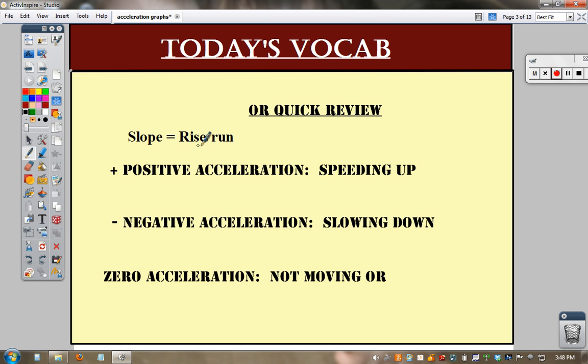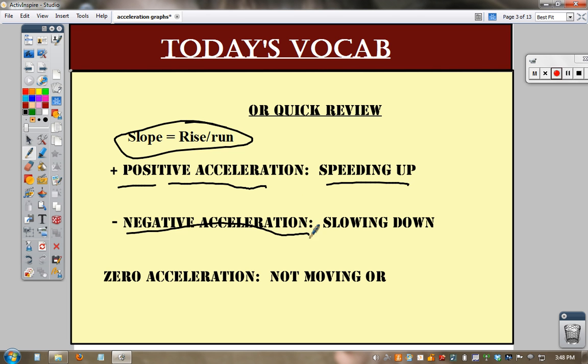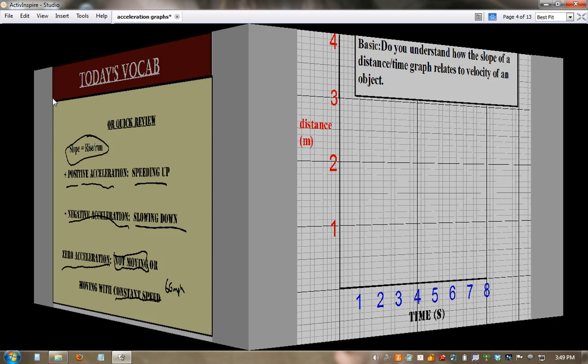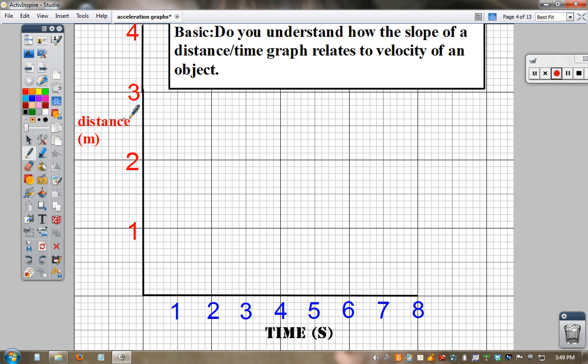Brief review from yesterday. Slope is the rise over the run. Positive acceleration means an object is speeding up. Negative acceleration means an object is slowing down. Zero acceleration means an object is not moving, or it's moving with constant speed, like 60 miles per hour down the highway. So this is your basic idea. Do you understand how the slope of a distance over time graph relates to the velocity of the object?